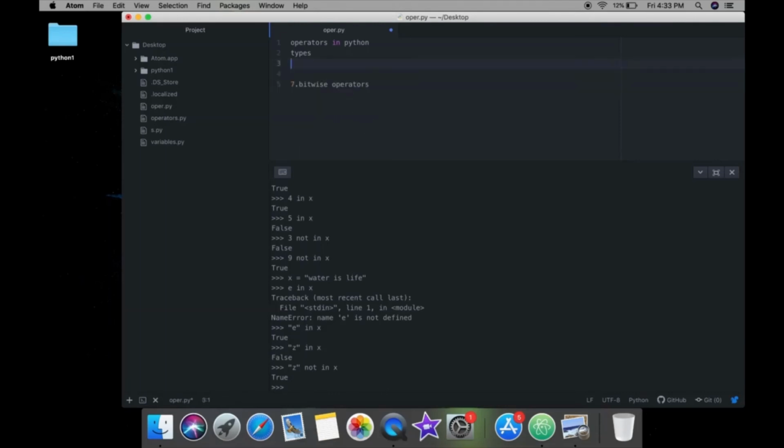Not more about this one. We are also done with this one and just left with bitwise operators.